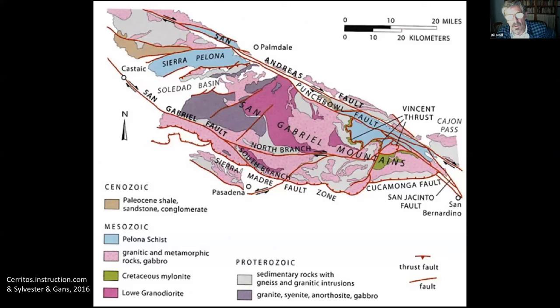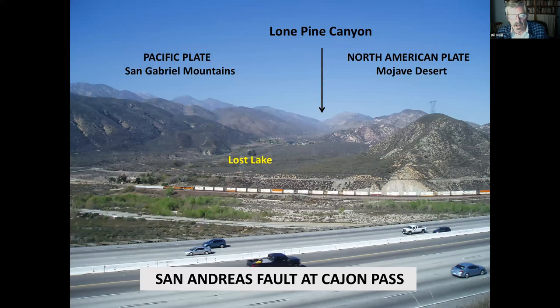So now we're back to the San Gabriel Mountains, and I'll be showing a few photos of the San Andreas Fault proper, and then we're going to start at Cajon Pass. Here we are in Cajon Pass. That's I-15 right below you.